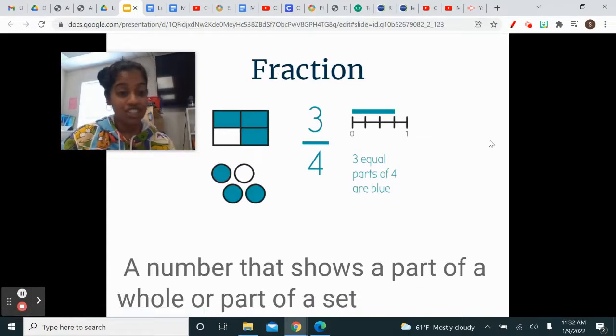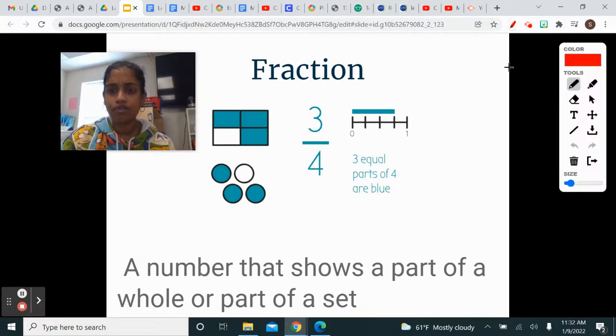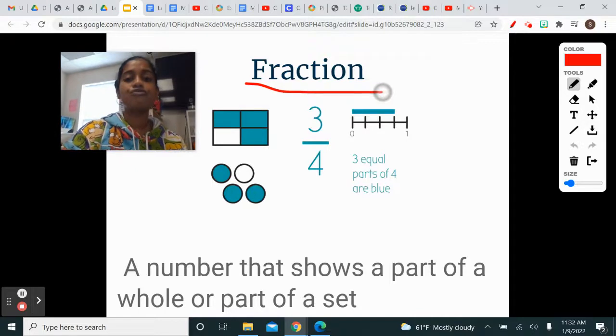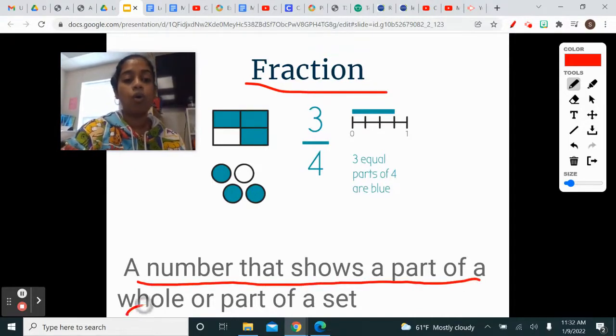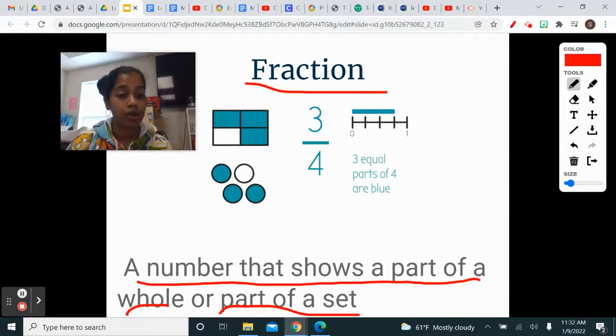Our next word is fractions. This has been one that we've gone over a few times, but let's go over it again. A fraction is a number that shows a part of a whole or part of a set. A really important thing to remember about fractions is that it's not a whole thing. It's just a portion of it. So it's either a part of a set or part of a whole. Right here, we have parts of a whole, and right here we have parts of a set that are shaded in blue.